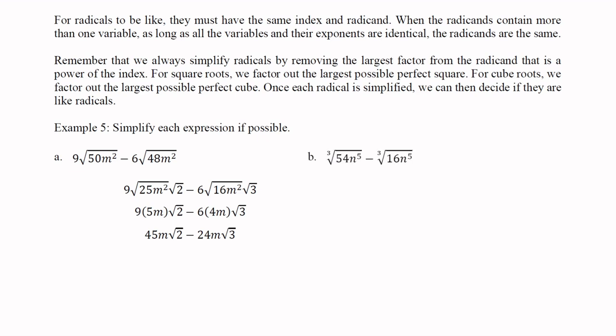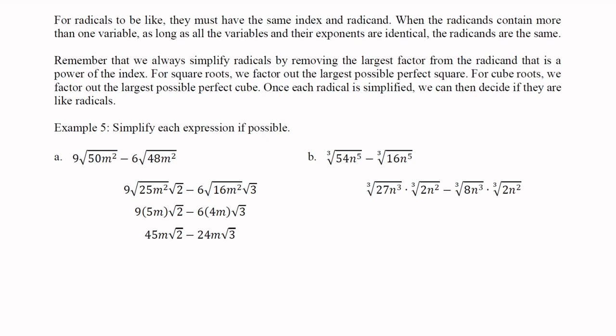For b, we have two cube root terms. One's got a 54n to the fifth in it. The other has a 16n to the fifth term in it. The largest perfect cube that will go into 54 is 27. The largest perfect cube that will go into 16 is 8. And when we pull out those largest perfect cubes, this is what remains.